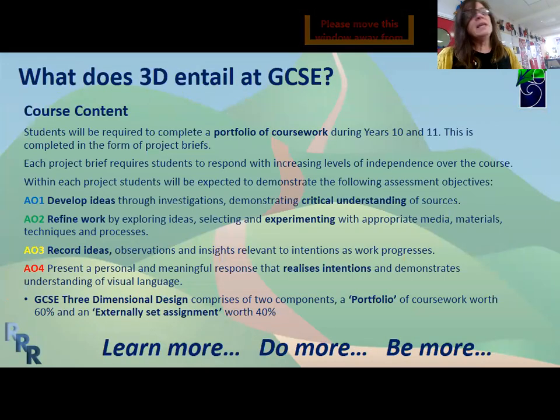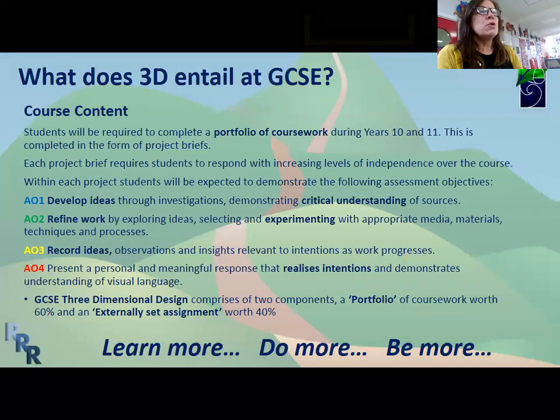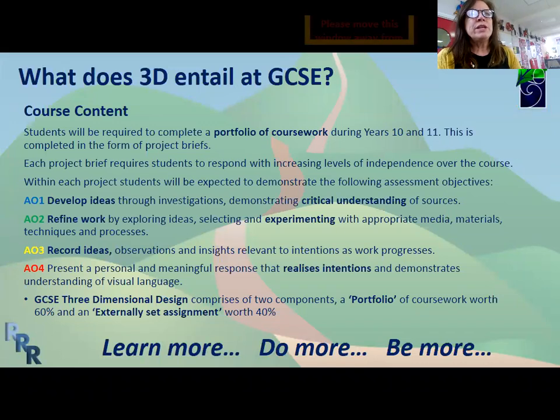What does a 3D art entail? So the course content, students will be required to complete a portfolio of coursework during years 10 and 11. This is completed in the form of project briefs. Each project brief requires students to respond with increasing levels of independence over the course. Within each project, students will be expected to demonstrate the following assessment objectives.